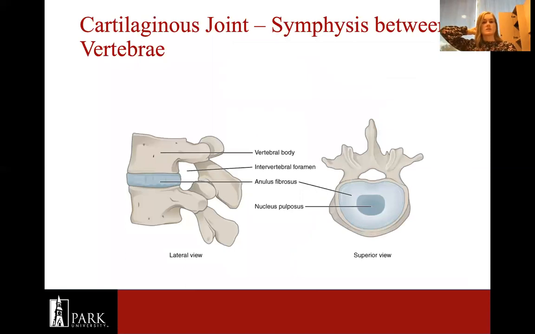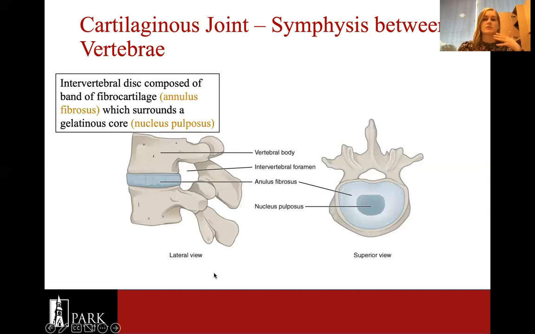Our cartilaginous joint can also be the symphysis in between vertebrae. So our vertebrae do have a cartilaginous joint right here, and that's going to help with some shock absorption, right? When we're walking, our spine is constantly compressing itself just from gravity and weight. That's going to have our vertebrae compress, and we need those intervertebral discs, which are fibrocartilage, to help with that shock absorption.